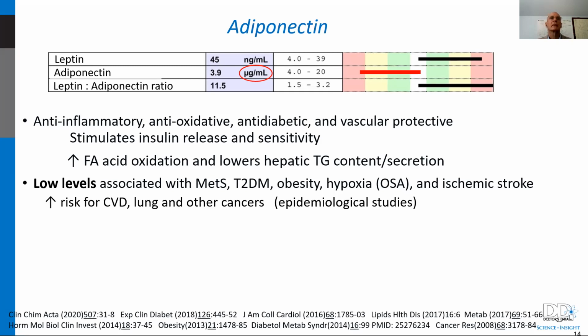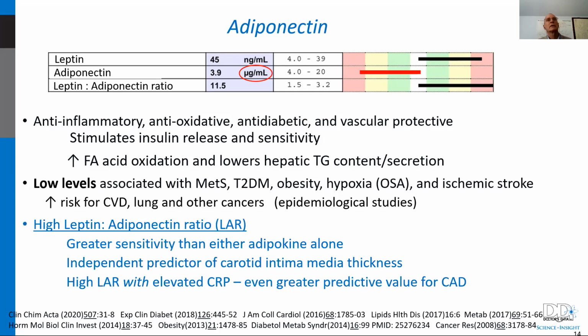So we see low levels with cardiometabolic syndrome, obesity, hypoxia. Don't forget obstructive sleep apnea, ischemic stroke, and even lung and other cancers, according to epidemiological studies. So adiponectin is good. We want it to be normal or even slightly on the high end of normal.